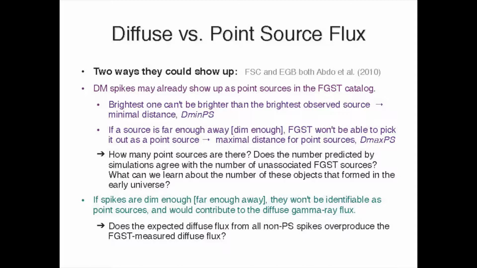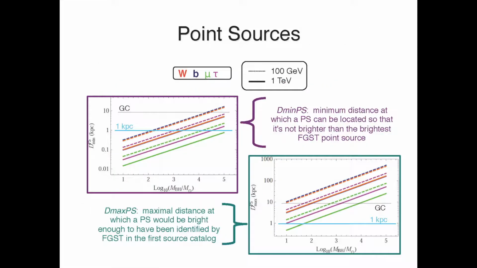And the alternative to that is that if the spikes are dim enough or far enough away, then they won't be identifiable as point sources, and so then they would contribute to the overall background, right? And so you can ask if the expected diffuse flux from all non-point source spikes is consistent with the measured flux. So I'm just going to show you the minimal distance and the maximal distance for point sources.